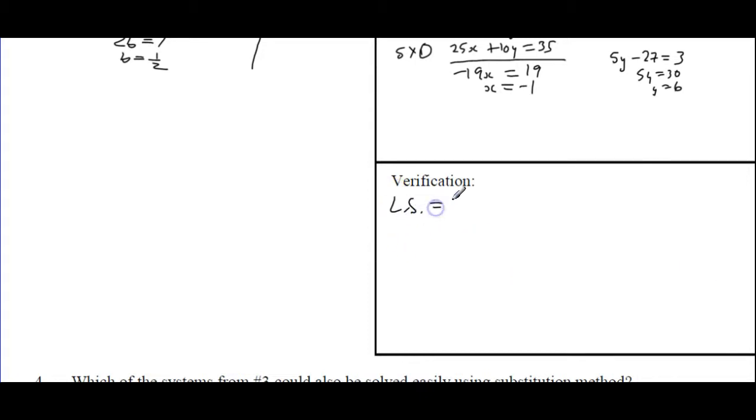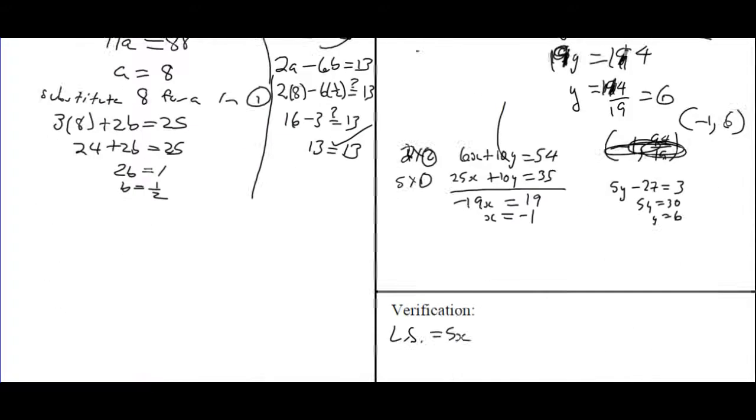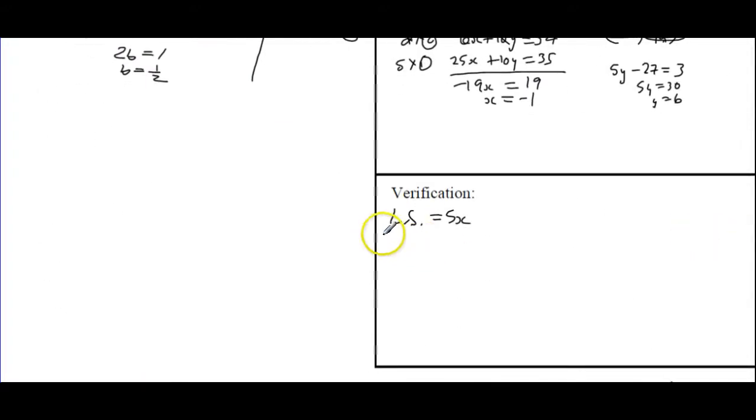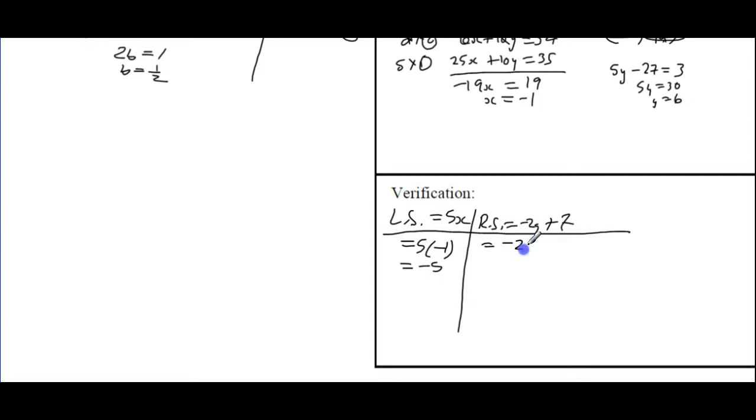But I think the solution is negative 1, 6, so let's check 5x equals negative 2y plus 7. The left side is 5x, the right side is negative 2y plus 7. So negative 5. Negative 2 times 6, negative 12 plus 7, negative 5. So that's true.